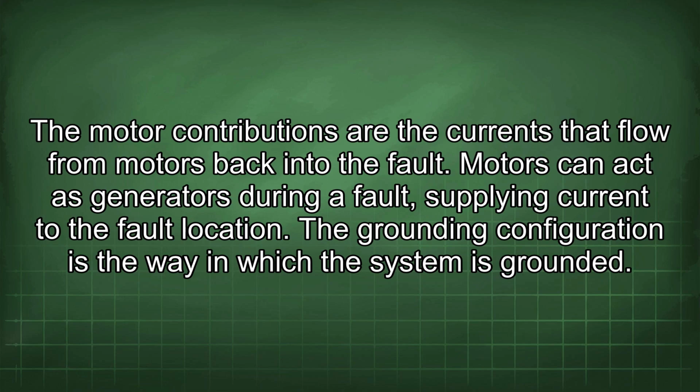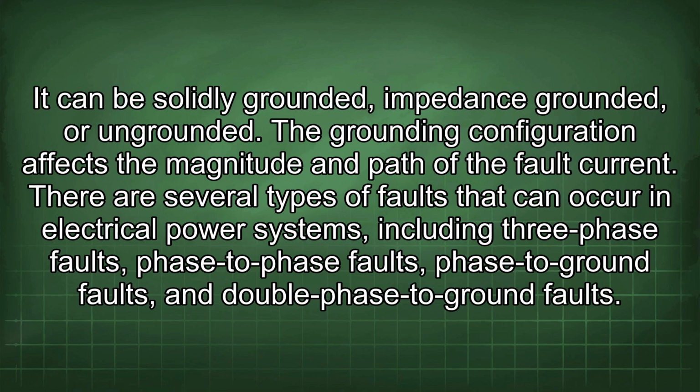The motor contributions are the currents that flow from motors back into the fault. Motors can act as generators during a fault, supplying current to the fault location. The grounding configuration is the way in which the system is grounded. It can be solidly grounded, impedance grounded, or ungrounded. The grounding configuration affects the magnitude and path of the fault current.